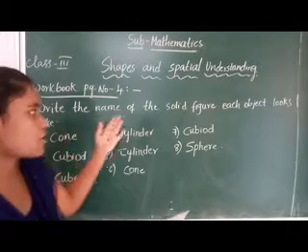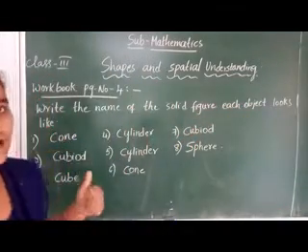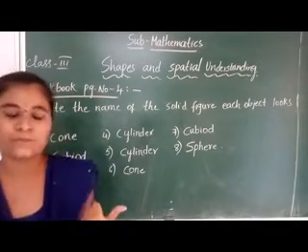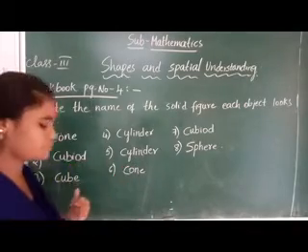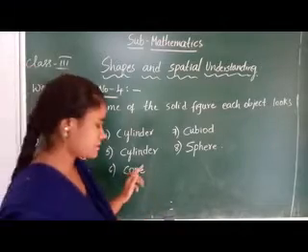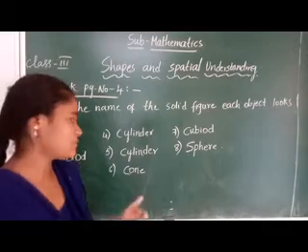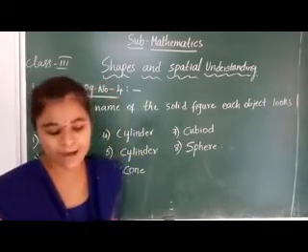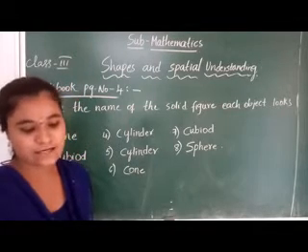Write the names of the solid figures each object looks like. First one, popcorn. Popcorn is cone shape. Next, boost box is cuboid shape. Next, cube shape. Next, rasgulla box is cylinder shape. Next, Coca-Cola tin, also cylinder shape. Cone ice cream shape is cone. Next, stove is cuboid. Ball is sphere. Okay, this one is completed.